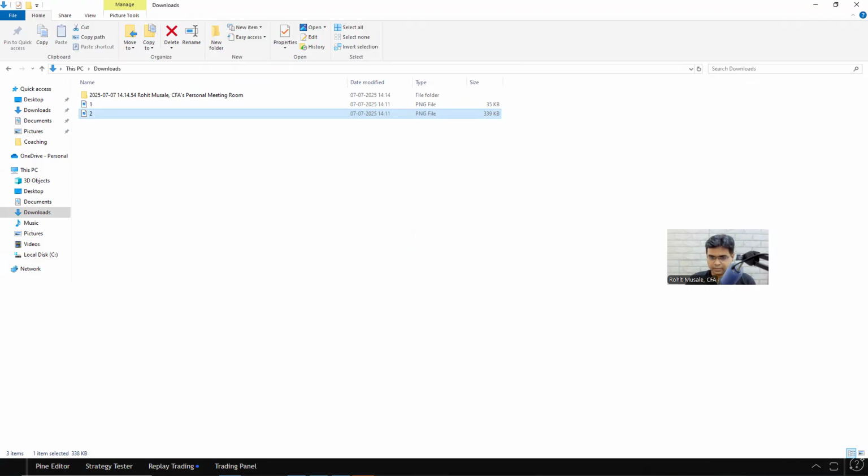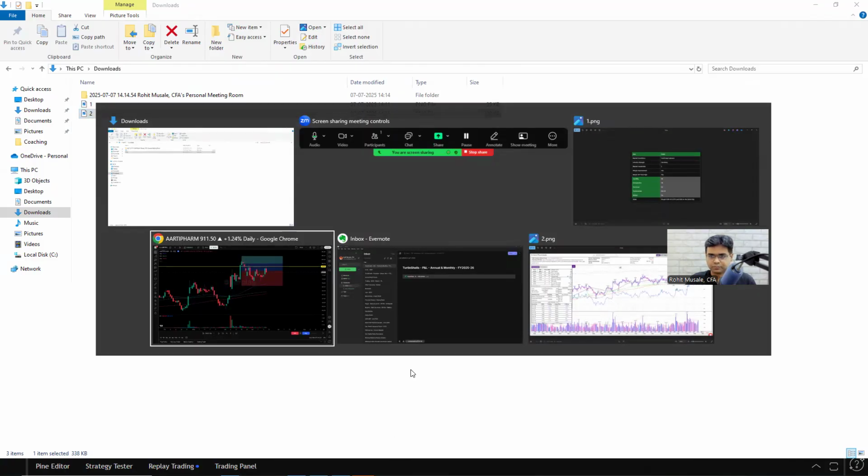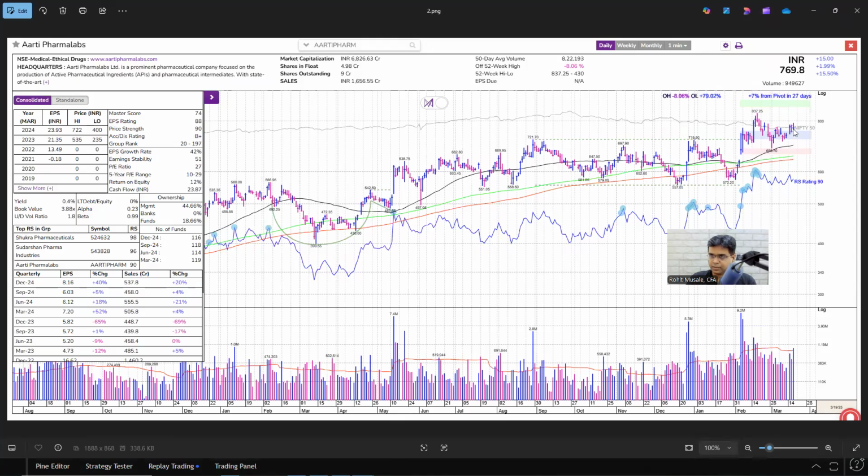So I had taken the screenshot here. Notice that this relative strength line is declining inside the base. That is again another factor which is not in our favor. There is a blue dot inside the base. That is a good thing, but it's declining. The volume is below the moving average, which is in our favor, good enough.